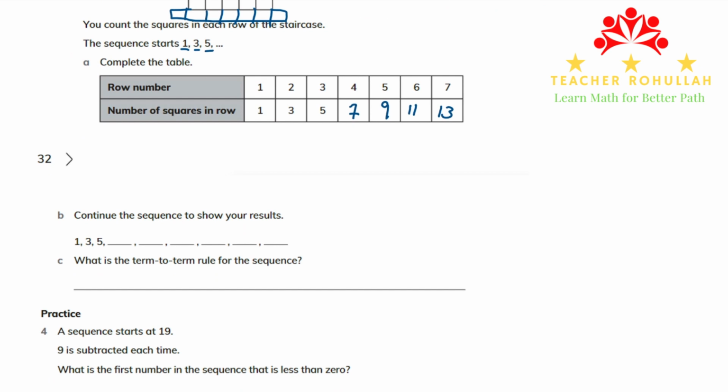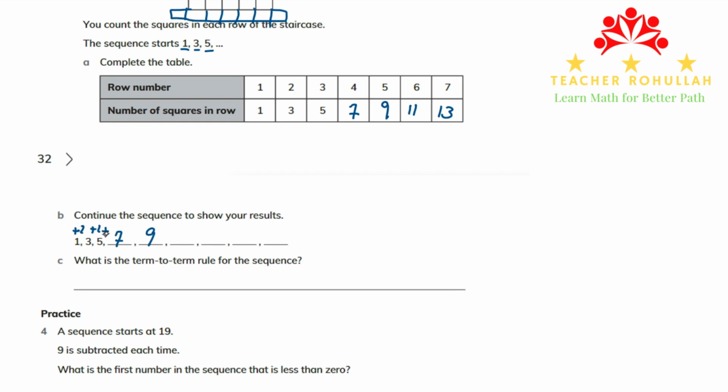So in part B, it says, continue the sequence to show your result. So we have 1, 3, 5, 7, 9. Each time we add 2.